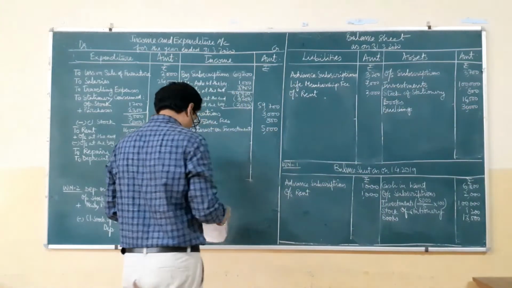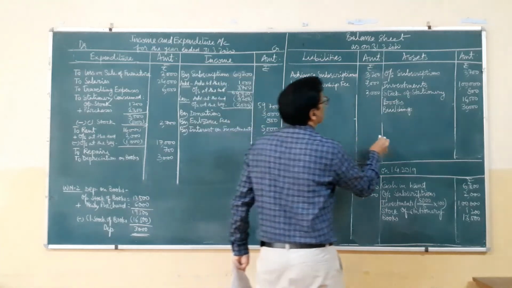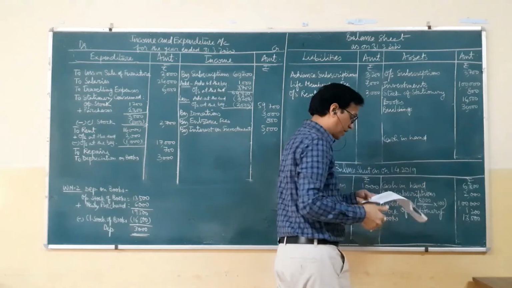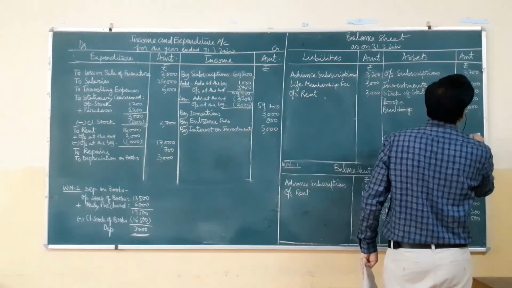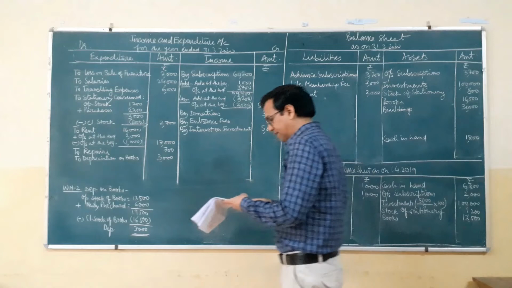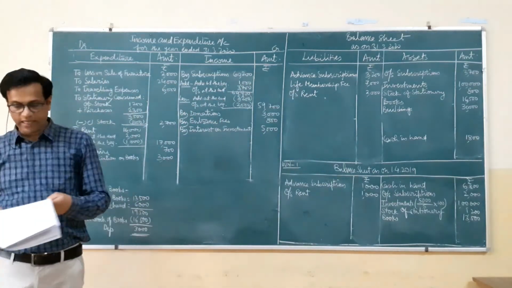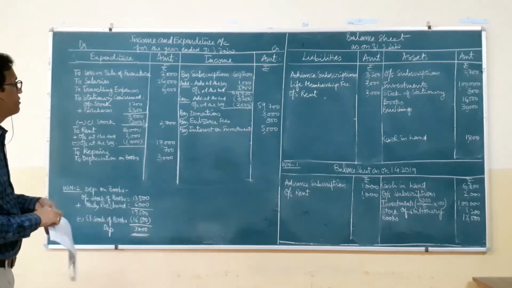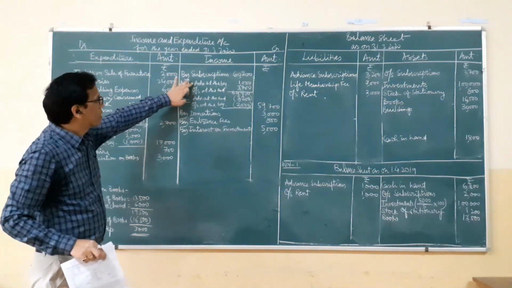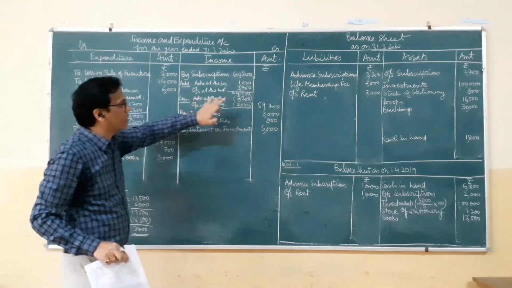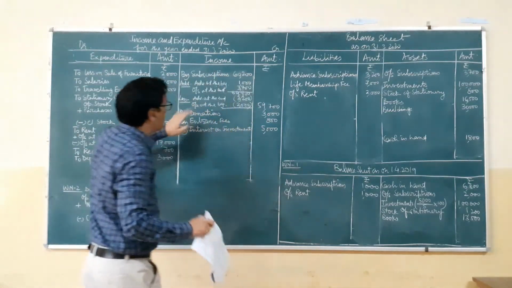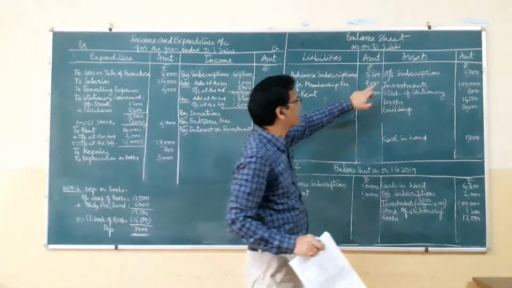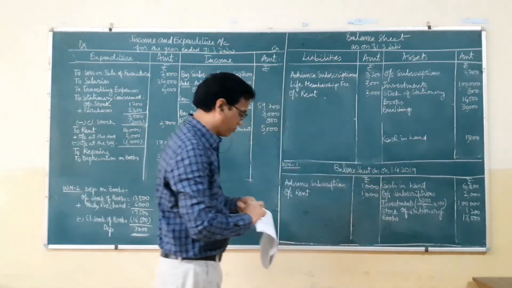Then balance carried down, that is closing cash balance. So cash in hand. Closing cash balance is 1,080. Then let us see if something is left from our side, from the information. Subscription received in advance. Both amounts taken here. Then outstanding subscription, both amounts taken in the income and expense account as well as both amounts taken in the balance sheets, both the balance sheets.